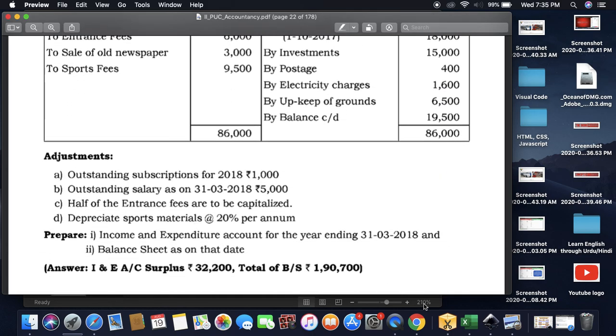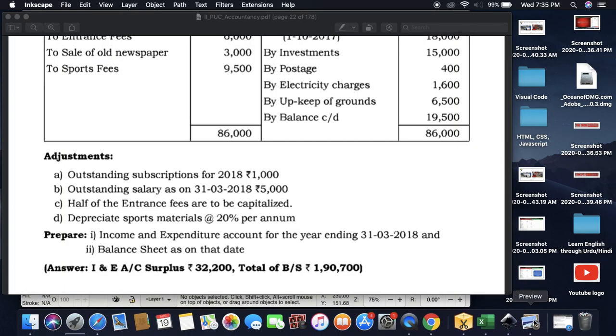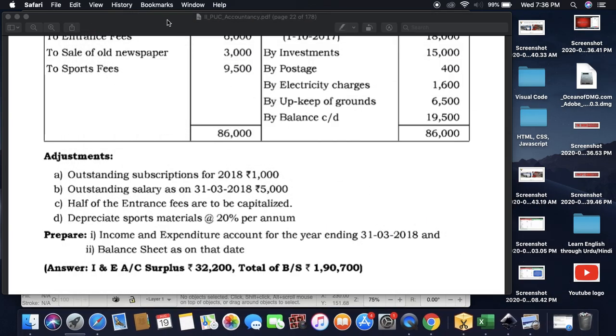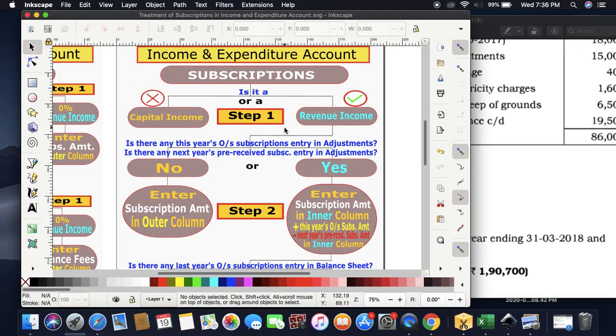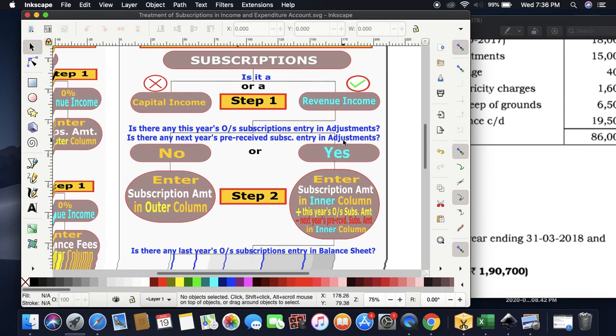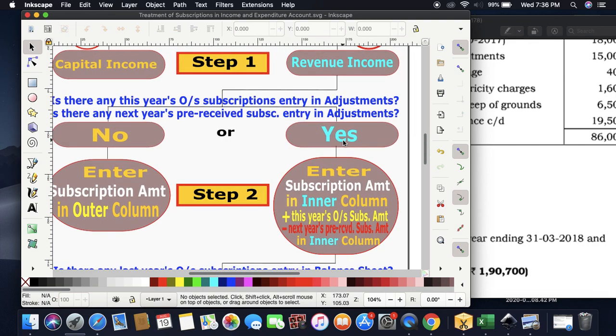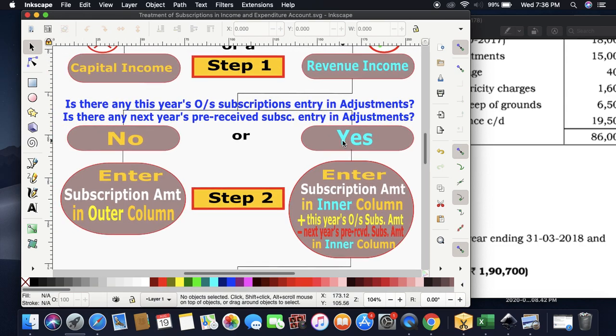So let's look at the flow chart before entering the details. Okay, here it is. First step, you need to ask yourself, is it a capital or a revenue income? It is a revenue income. That's how the sports club will make money for running their service. Then you need to ask, is there any this year's outstanding subscription entry in adjustments?